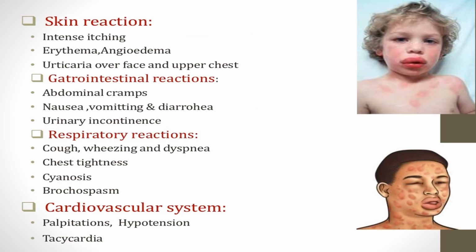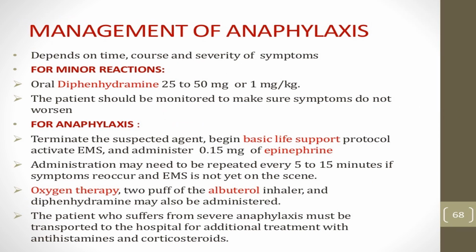Skin reaction: intense itching, erythema, angioedema, urticaria over face and upper chest. Gastrointestinal reactions: abdominal cramps, nausea, vomiting and diarrhea, urinary incontinence. Respiratory reactions: cough, wheezing and dyspnea, chest tightness, cyanosis, bronchospasm. Cardiovascular system: palpitations, hypotension, tachycardia.